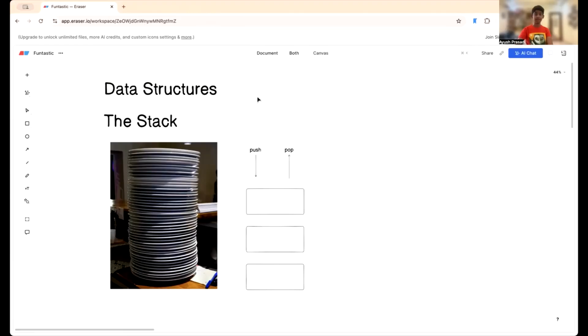Let's pass the mic over to Computer Ayush. Thanks for that, Camera Ayush.